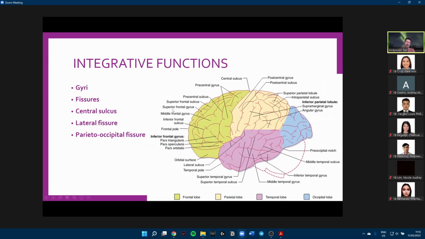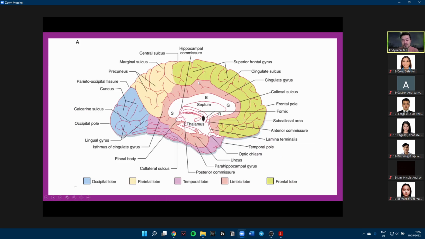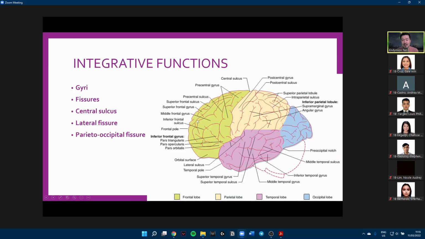Let's talk about the brain, the integrative function. The brain is made up of the different lobes. You have 5 lobes, the frontal, parietal, occipital, temporal, and the limbic lobe. Okay? The frontal, parietal, occipital, temporal, and the limbic lobe.